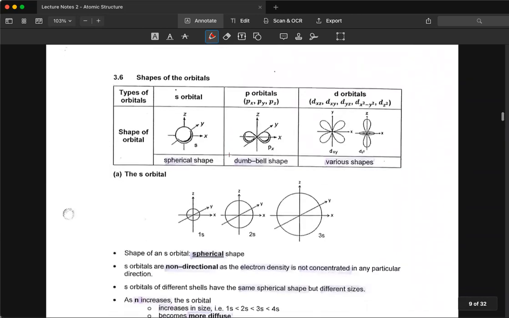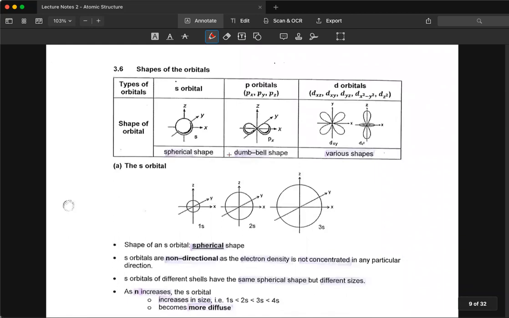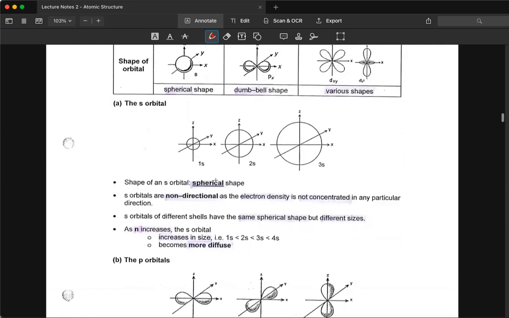All right. Shapes of the orbitals. We have the s orbital, which is spherical in shape. We have the p orbital, which is described as dumbbell. The d orbital has various shapes, not fixed. There is no specific name for it. All right. So let's start with the s orbital. The s orbital starts with the letter s, for spherical.